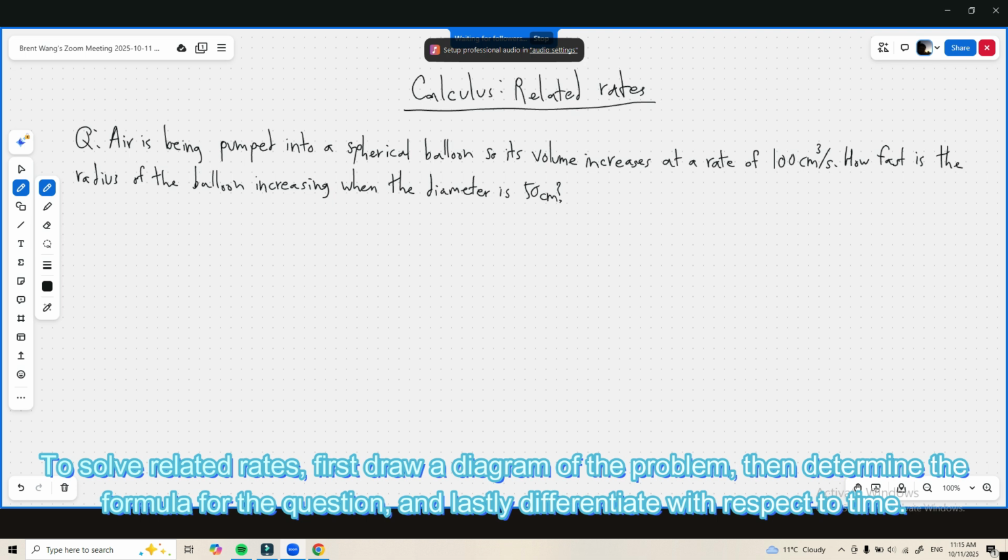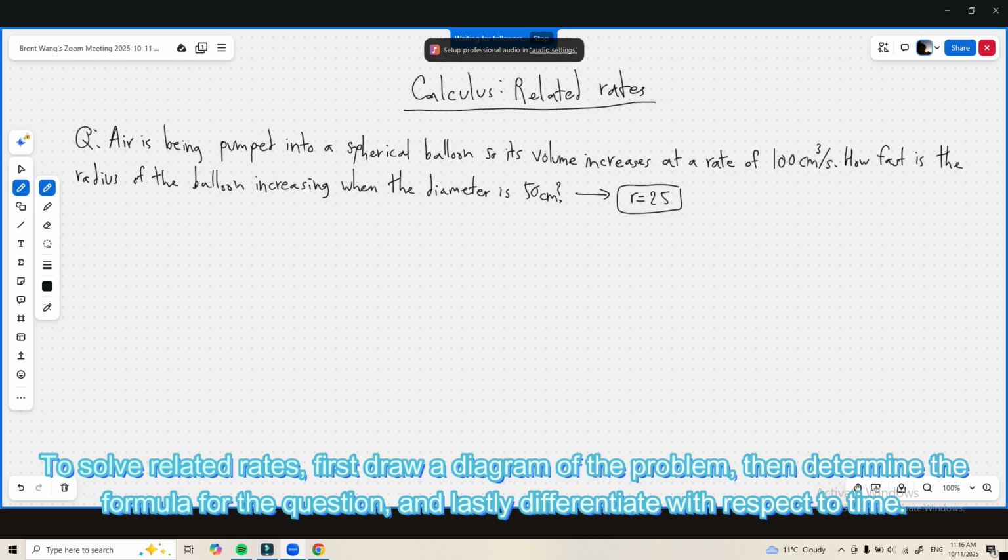Question 1. Air is being pumped into a spherical balloon, so its volume increases at a rate of 100 centimeters cubed per second. How fast is the radius of the balloon increasing when the diameter is 50 centimeters? I'm going to make a small adjustment. Diameter is 50 centimeters, so radius is 25 centimeters. We'll keep that in mind.